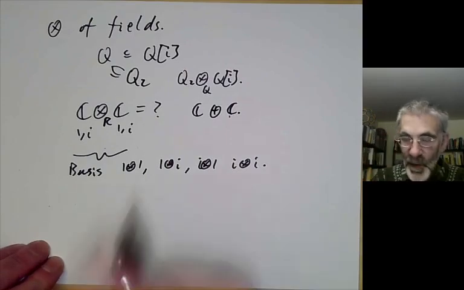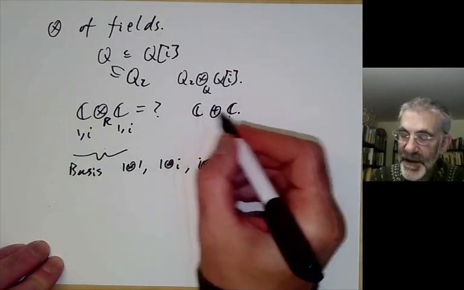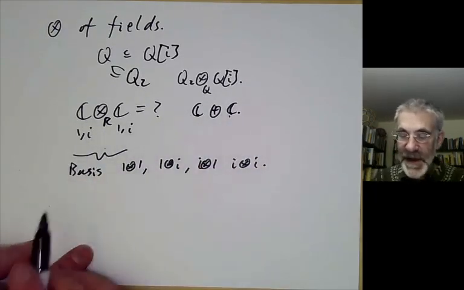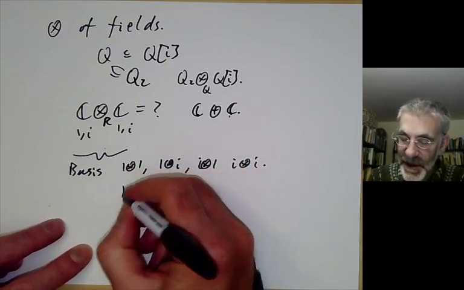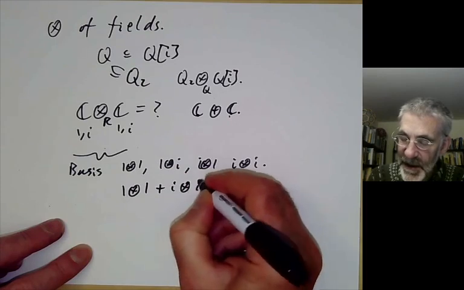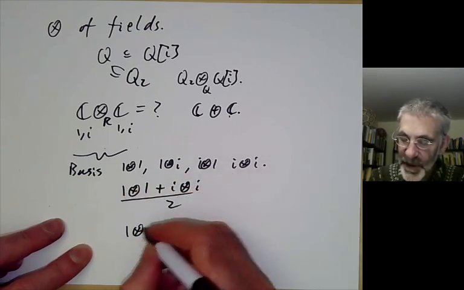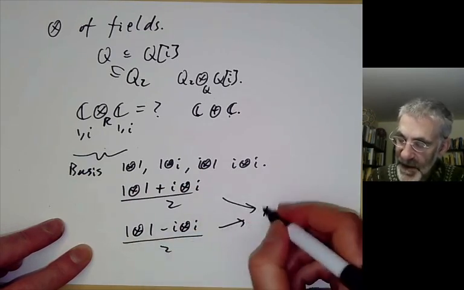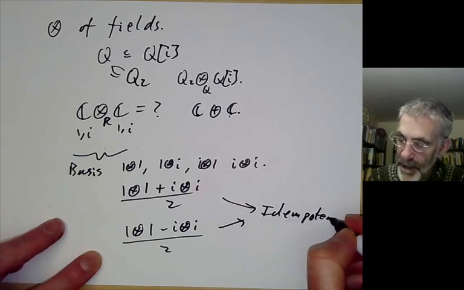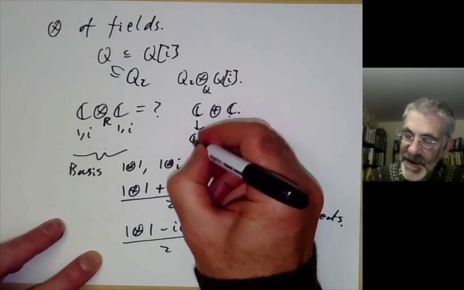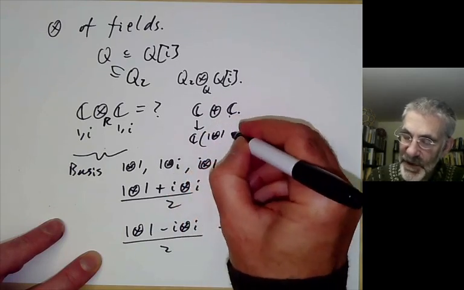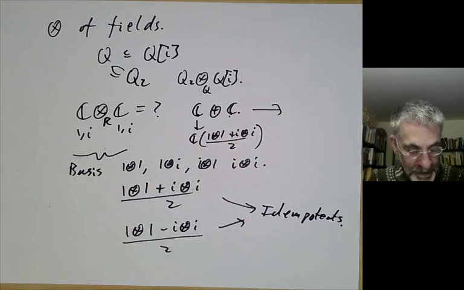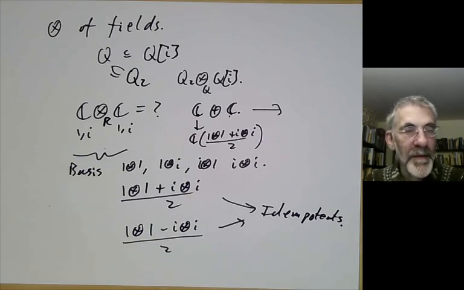And it turns out that this actually splits as a sum of two fields, C plus C, and what we need to figure out are the identity elements of these two copies of C. You remember, in order to split a ring, we need to find idempotents in it, and we can find some idempotents here. We get (1 tensor 1 plus i tensor i) over 2, or we can have (1 tensor 1 minus i tensor i) over 2, and these are both idempotents. So this copy of C is just C times (1 tensor 1 plus i tensor i) over 2, and this one is similar. Okay, I think that's enough about tensor products.